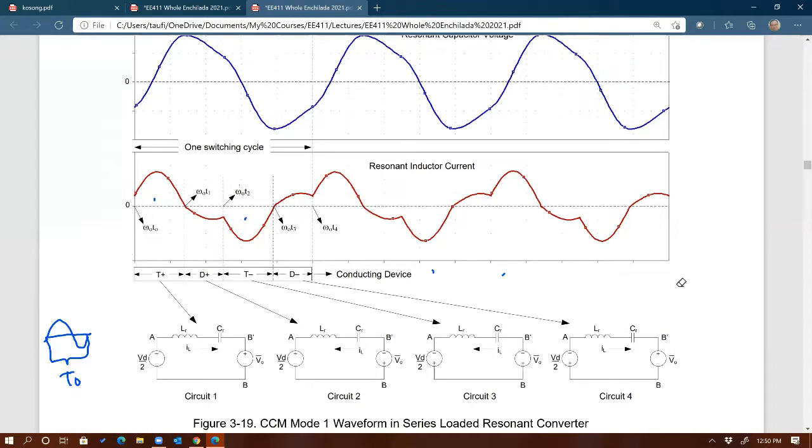Can I still use thyristor for this CCM1 mode? Yes or no? Wait, what was the thyristor condition again? Yeah, thyristor is a semi-controllable switch. You are able to tell the switch when to turn on, but you cannot have control over when to turn off. It will turn off by itself at 0 amp.